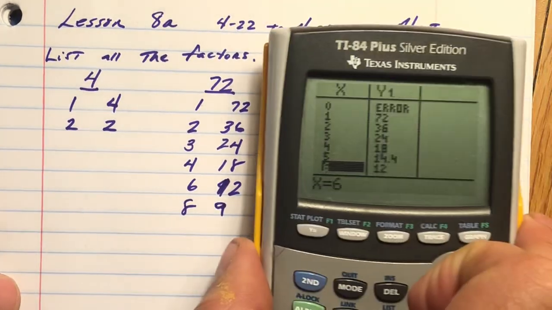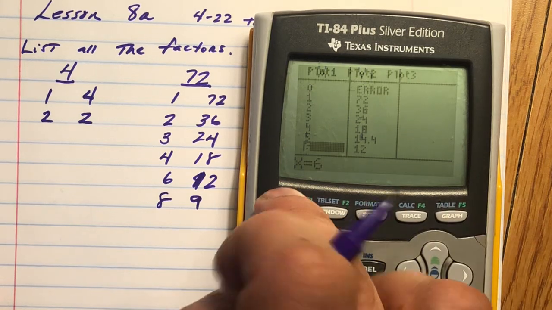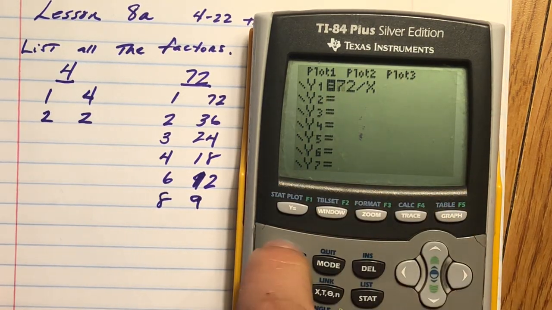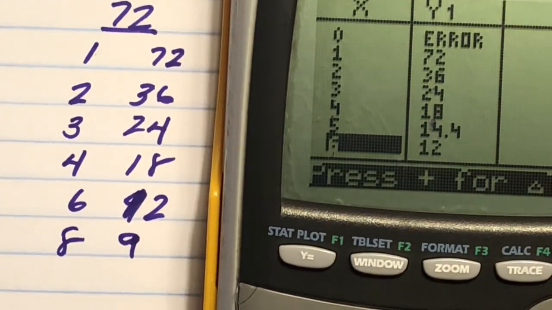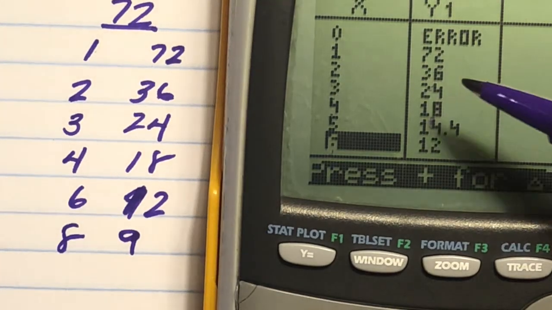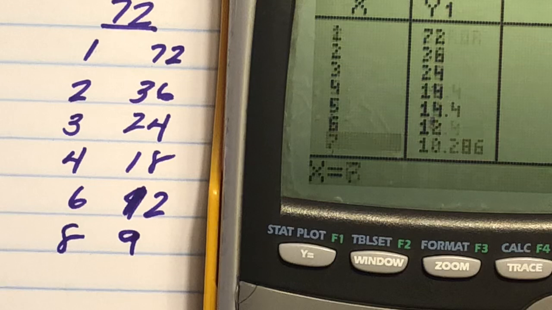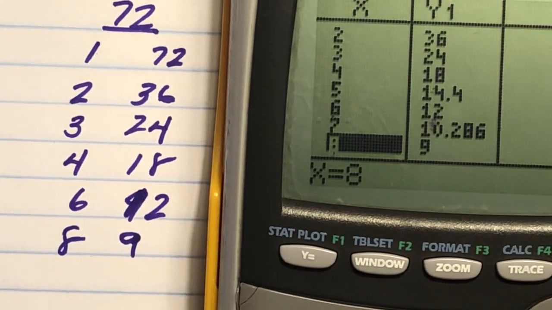And then also remember that shortcut that I showed you before. If you just type in 72 divided by X in your graphing calculator and you go to your table, look at that, all right? Here's all your factors. 1 and 72 all the way down, 6 and 12, and then 8 and 9, okay? All right, so let's try one more together.